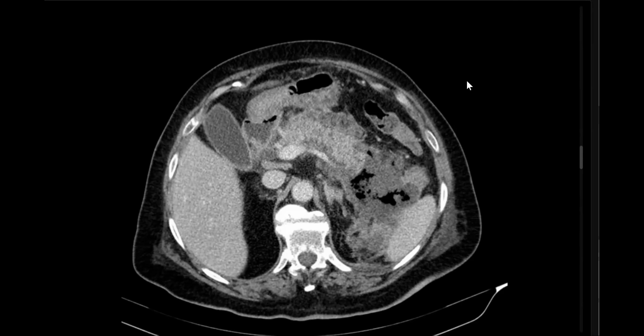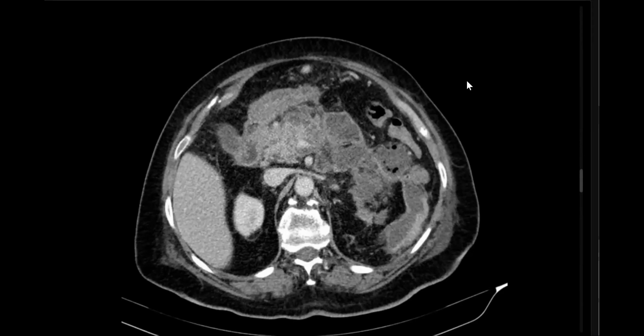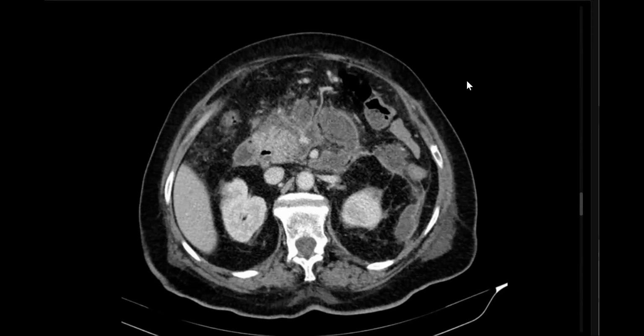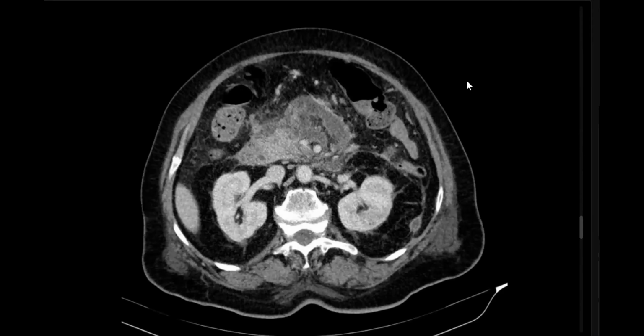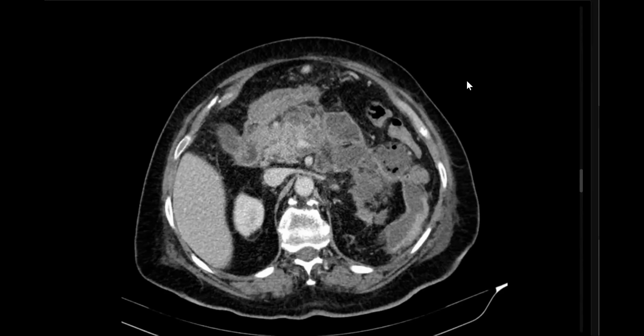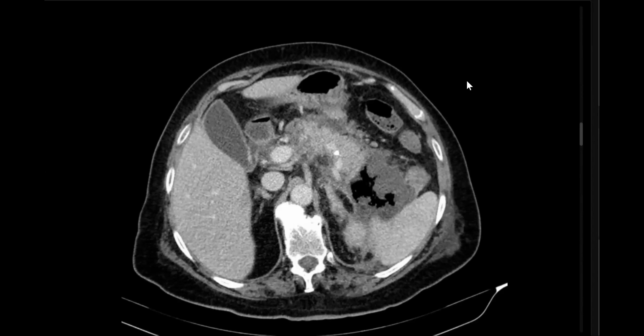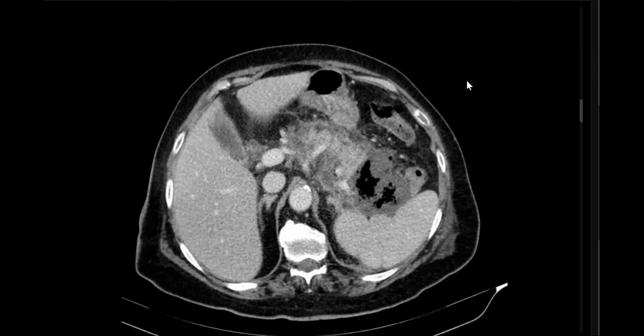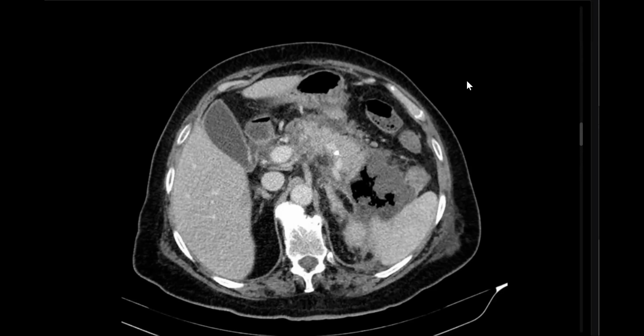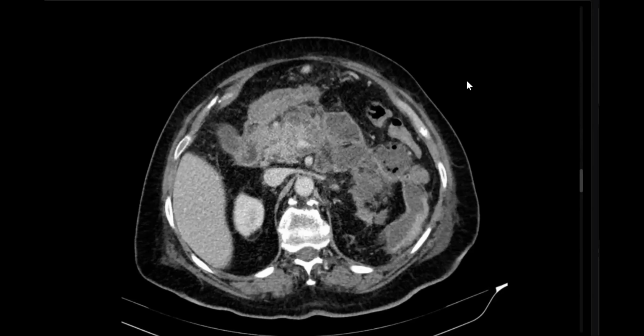An important point to be mentioned. I am looking, what about the enhancement of the pancreas? Yes, the pancreas head and proximal body is enhancing. Even the distal body is also enhancing, but the tail of the pancreas I cannot definitely identify. It's not seen at all.